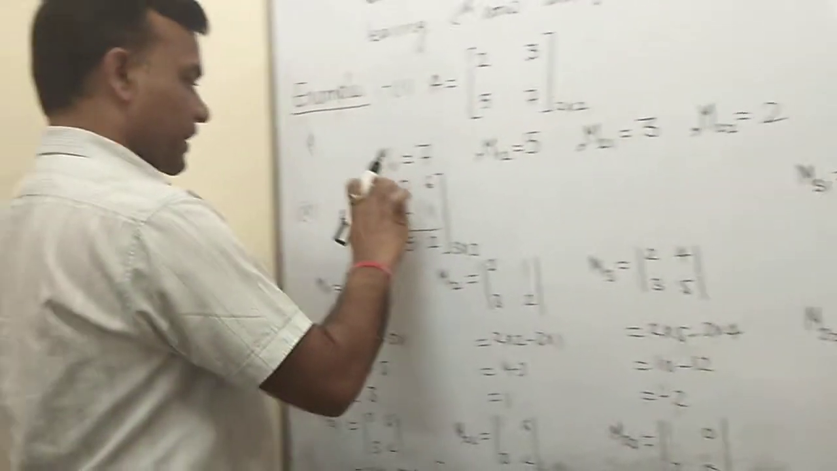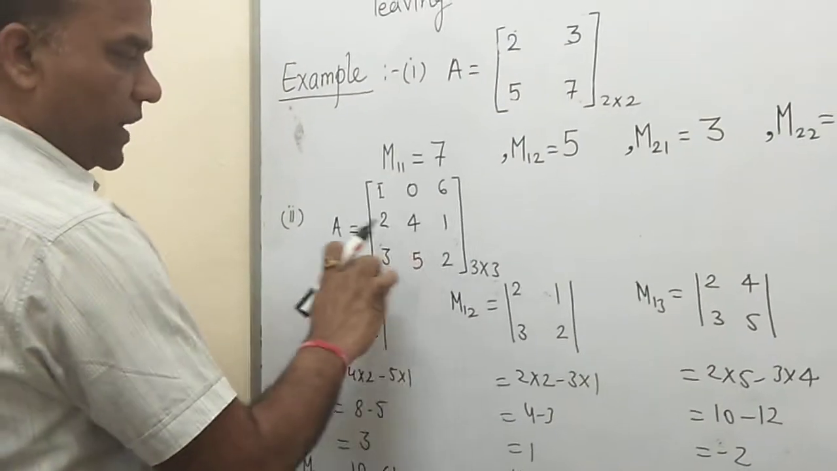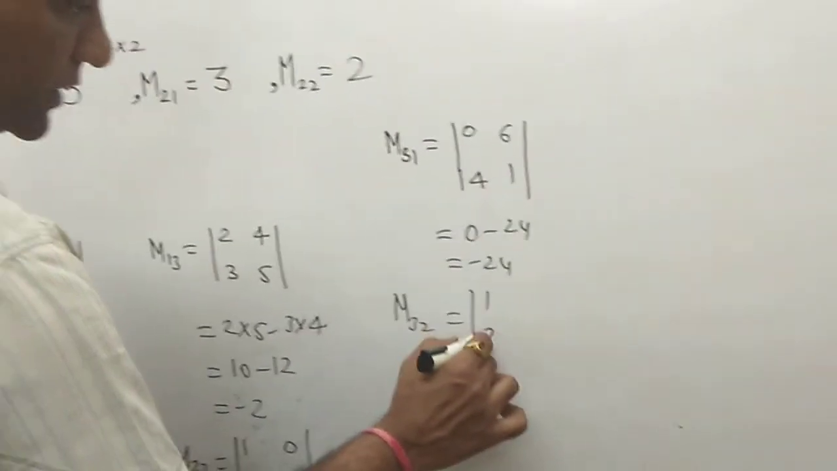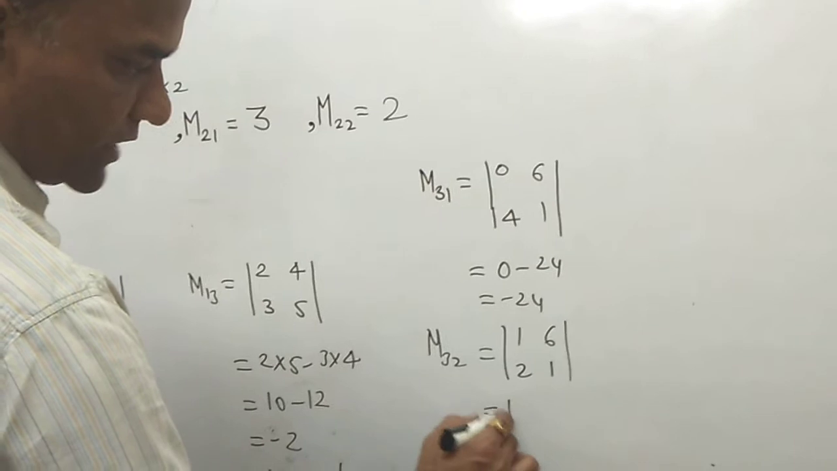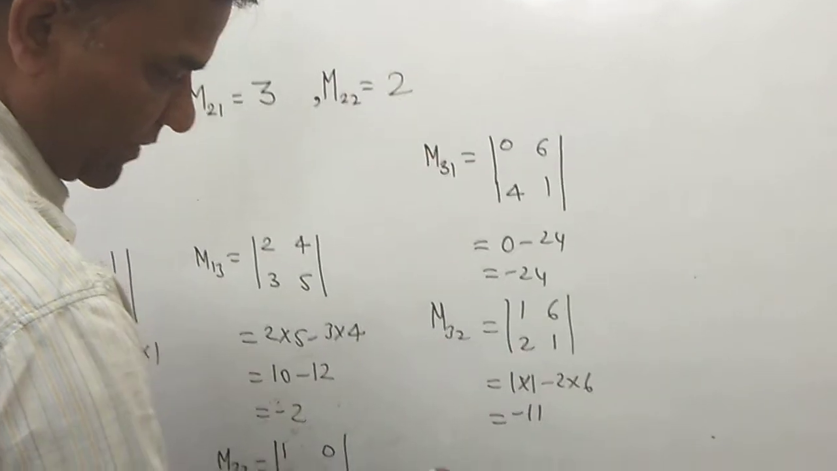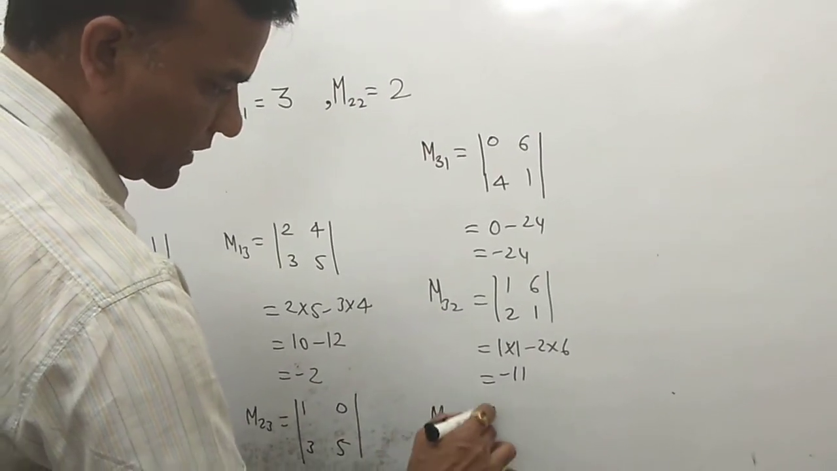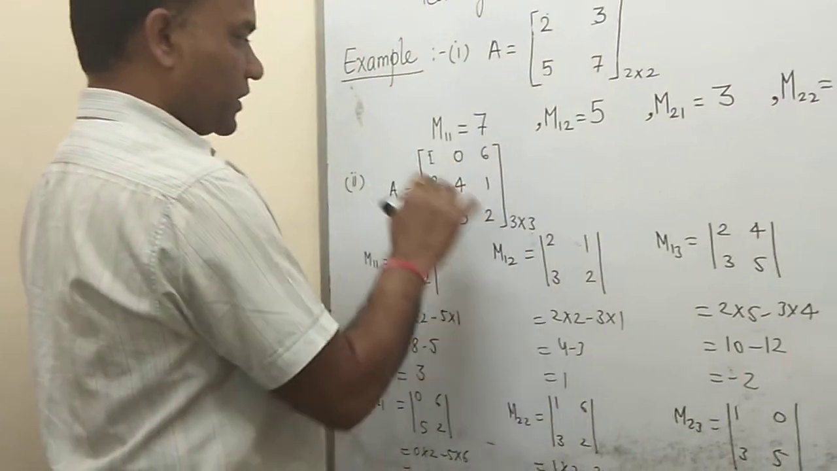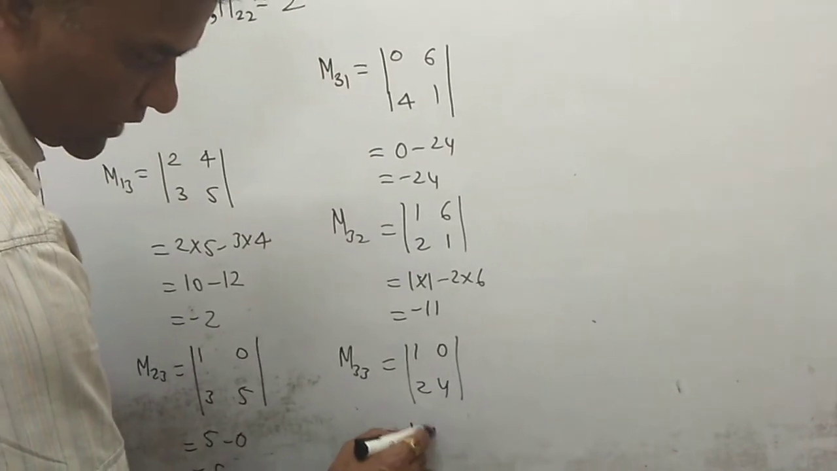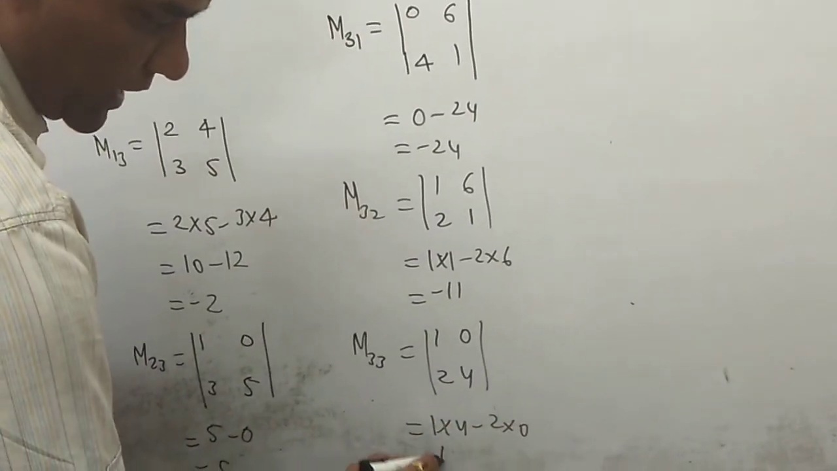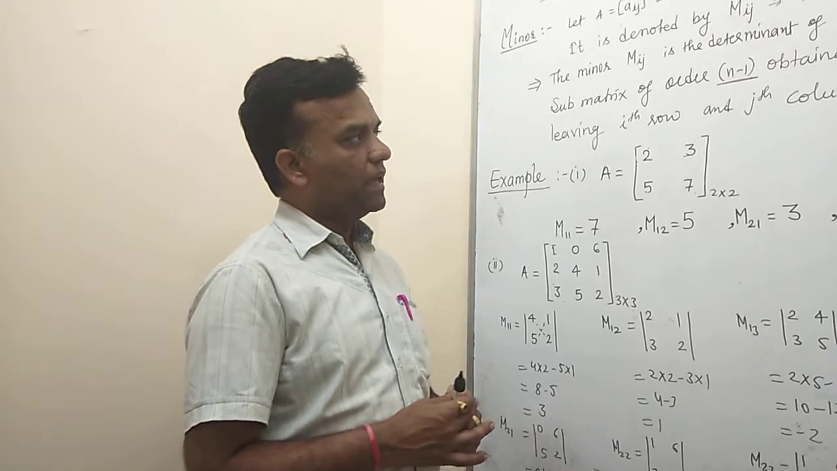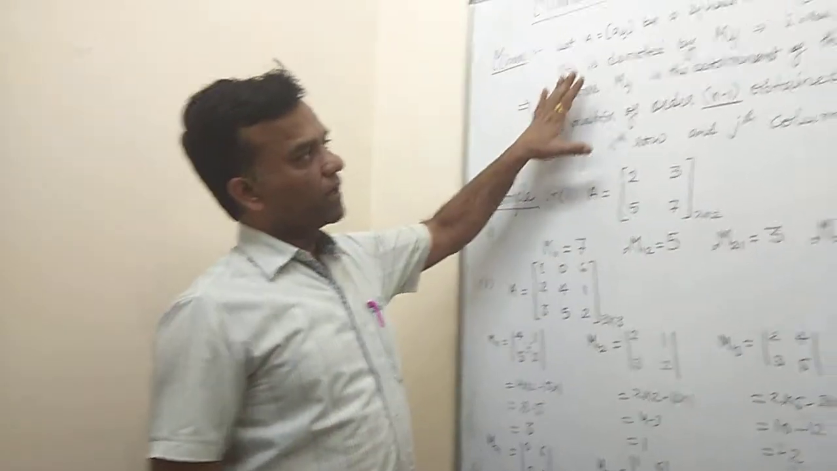Similarly, M32. So M32 means third row and second column. Third row and second column 1, 2, 6, 1. So you write down here 1, 2, 6, 1. Then answer is 1 into 1 minus 2 into 6. 1 minus 12 is minus 11. Similarly, you find out 3, 3. Third row, third column 1 0 2 4. So answer is 1 into 4 minus 2 into 0. That is 4.